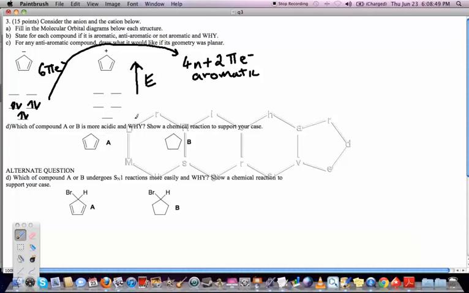This one has 2, 4, and 0, so this would be 4 pi electrons. And this will be your classic anti-aromatic system. We'll have 1, 2, and then 3, and then 4. So we've got these 2 unpaired electrons. Very nasty situation. So this one here will be 4n pi electrons, so it's anti-aromatic.